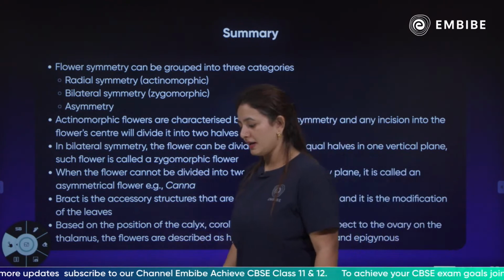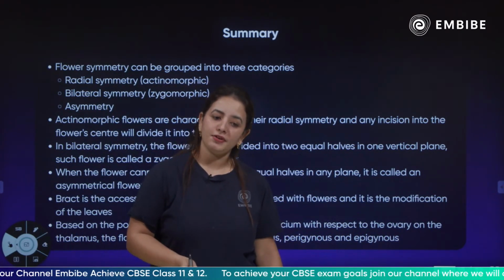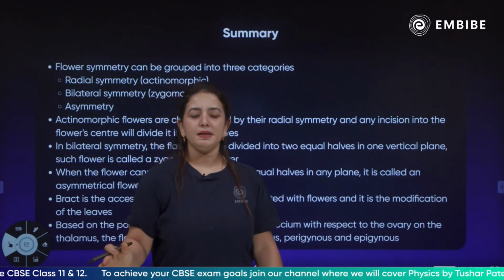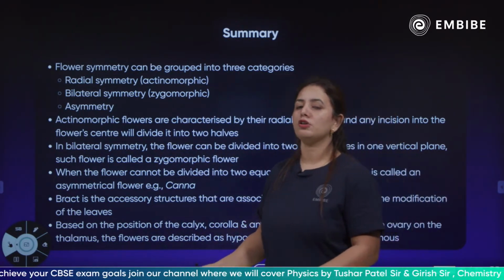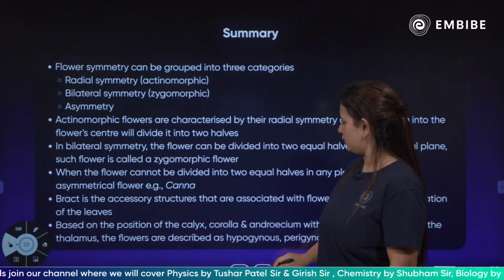Then we have hypogynous ovary, which is superior. Then we have perigynous ovary, which is half superior, half inferior. And then we have epigynous, which is completely inferior. Okay. So on the basis of the position of the ovary, we have also divided the flower into different categories, all that we have learned today.